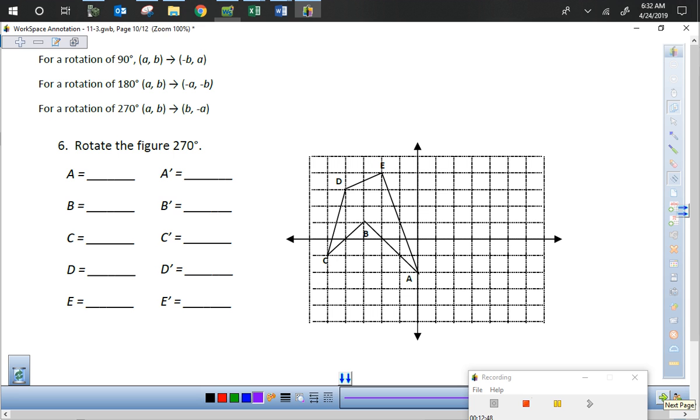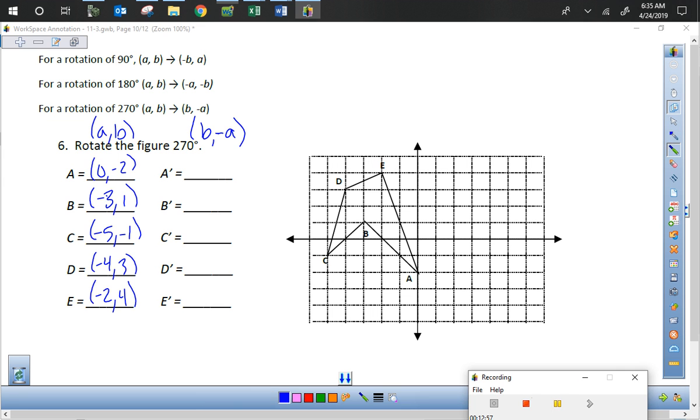Alright, next one here, 270 degrees. Okay, we've got 5 points. Pause the video, go write down your first points from the picture for me. Alright, hopefully your points match my points. We'll go ahead and highlight the original and then start taking care of that rule.